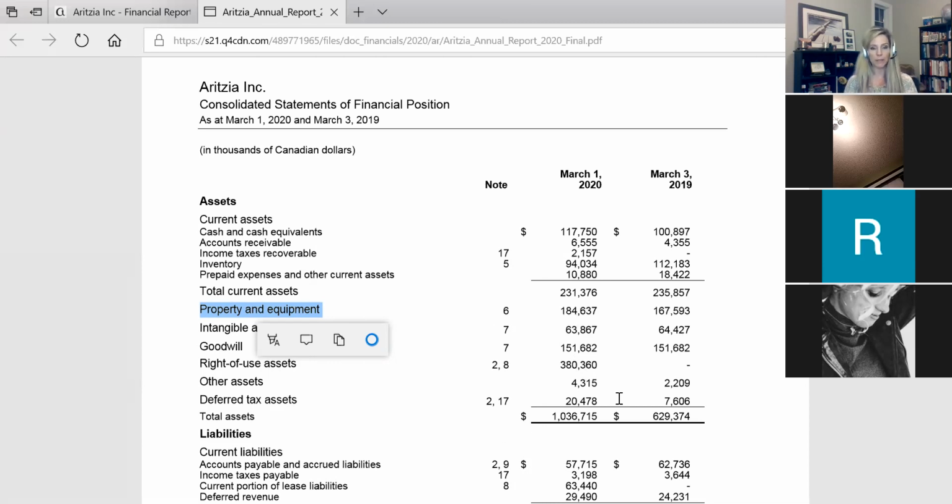But they're long-term assets that we use in the business for a long period of time. So I can't expense them when I buy them. I depreciate them and I prorate that depreciation every year. And we'll study more about that later on.